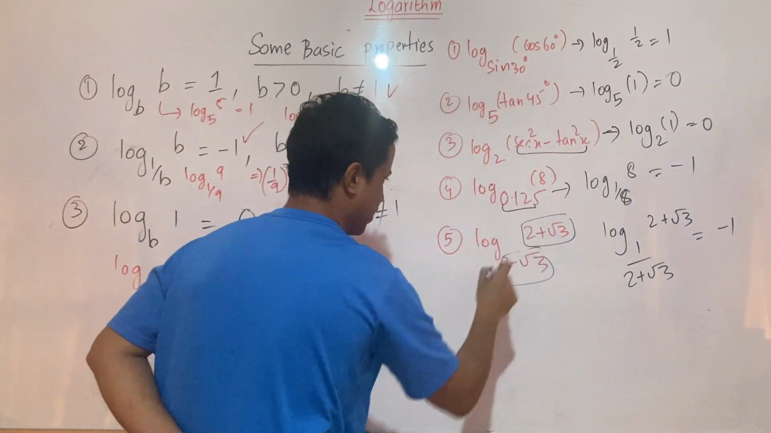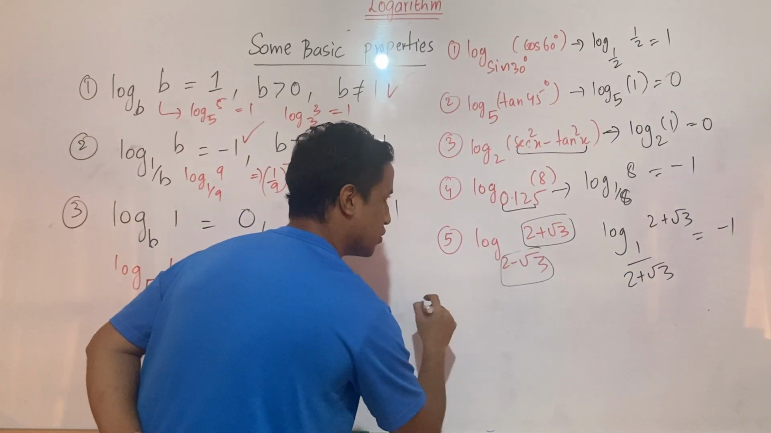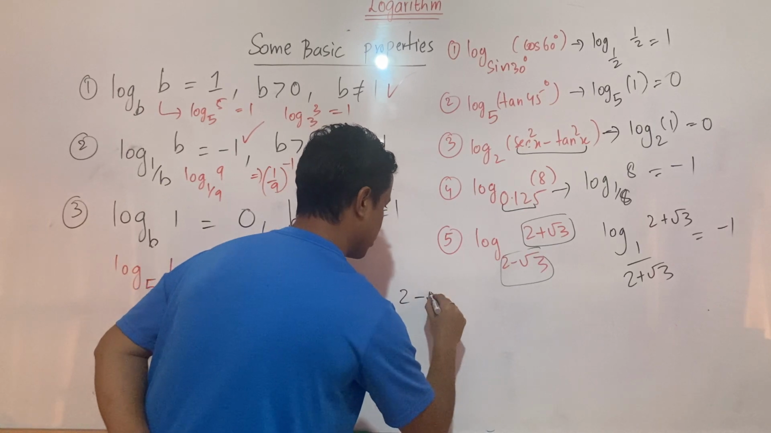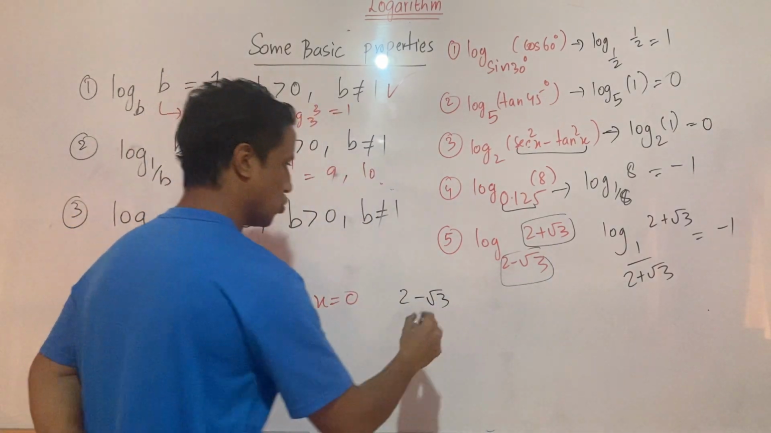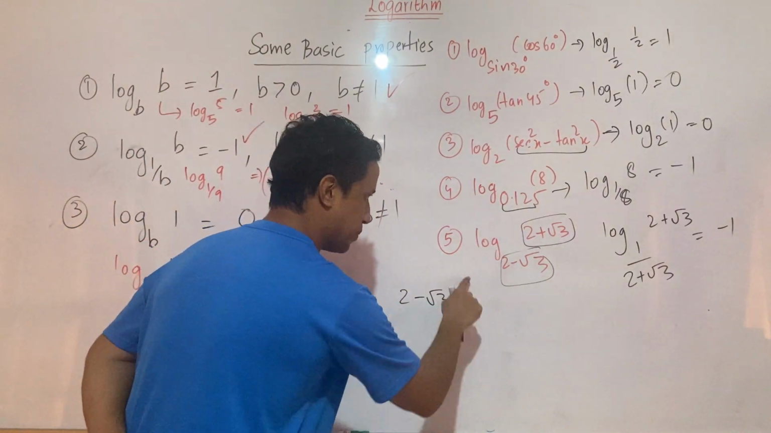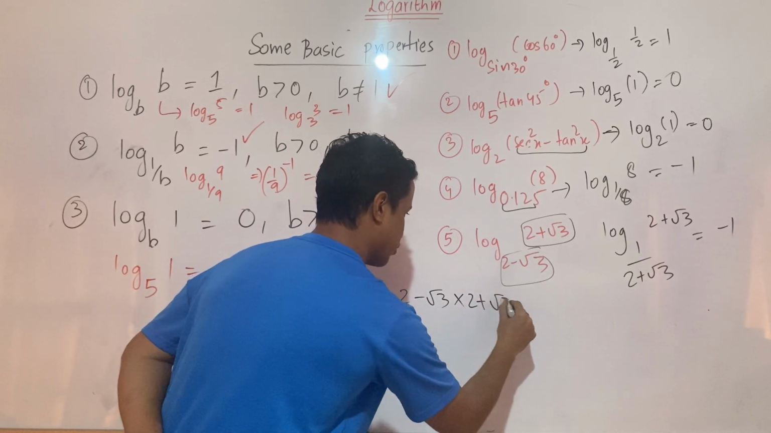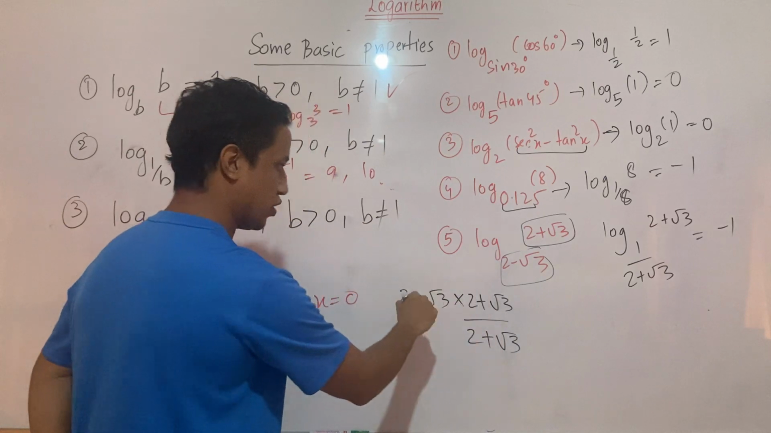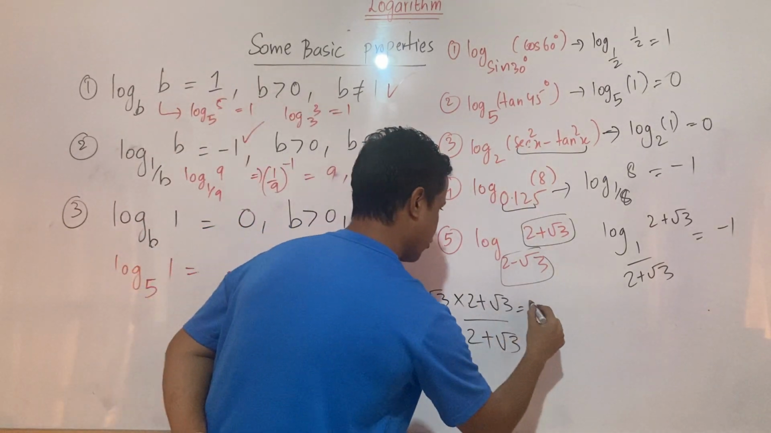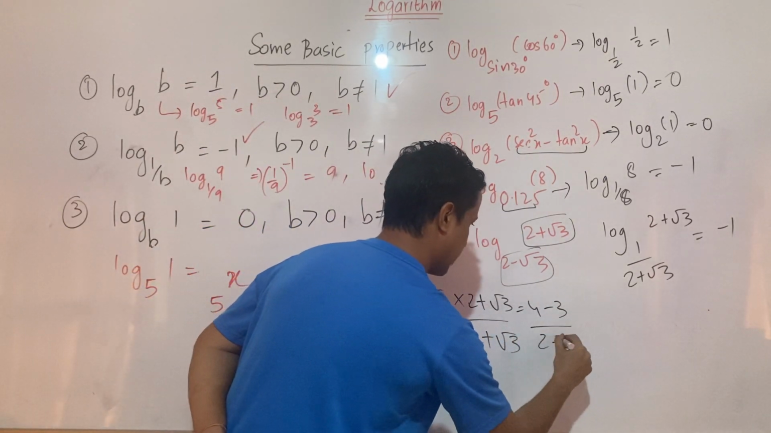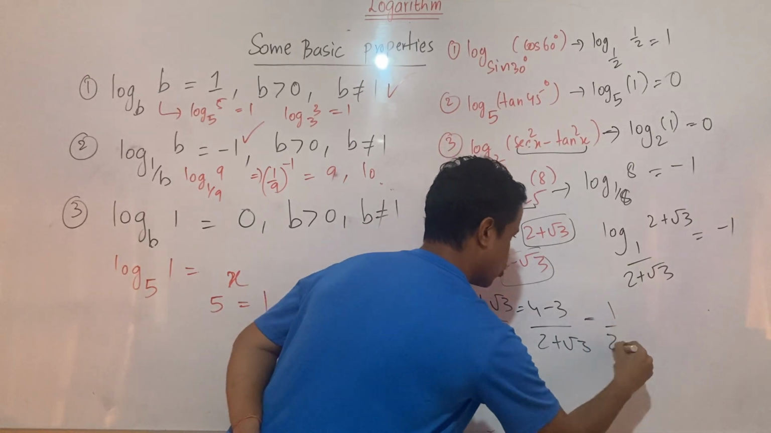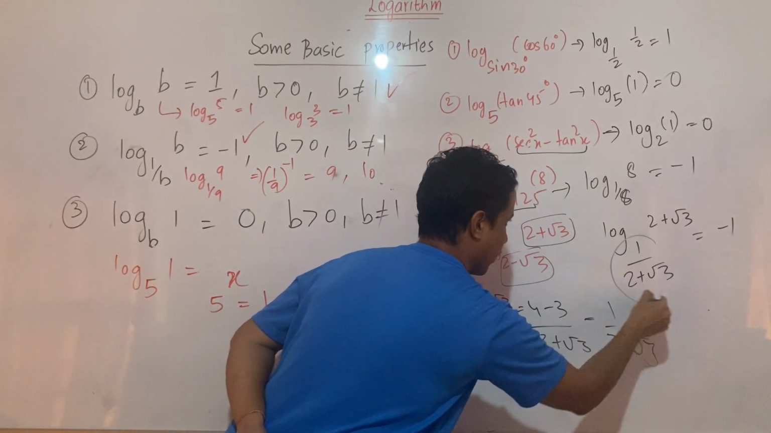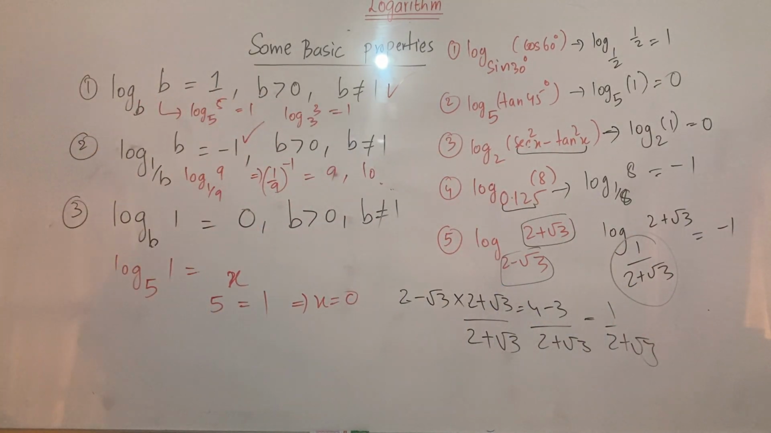Or see here, if you do not understand it, so what I did, 2 minus root 3, right? So if you multiply and divide by 2 plus root 3, so what would happen here? It will be 4 minus 3, and here 1 by 2 plus root 3. See. So I hope this made sense, okay?